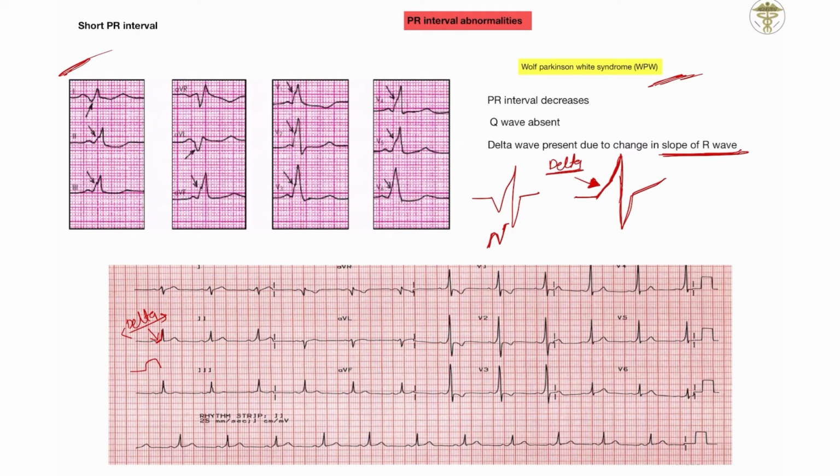This is the Wolff-Parkinson-White syndrome, where shortness of the PR interval occurs, the Q wave is absent in these cases, and a slope like appearance occurs in the R wave. This is also called the delta wave. So it's very important: delta waves are present in the Wolff-Parkinson-White syndrome. This is the shortness of PR interval.